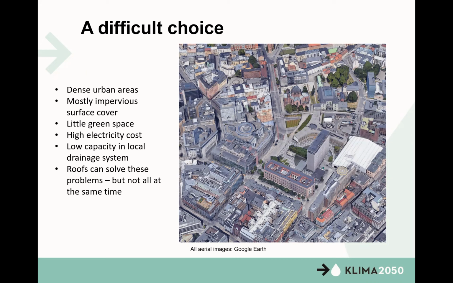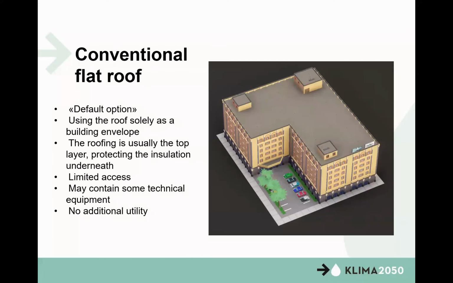There's little green space, little recreational space for people. Few places to hang out, to have lunch, and so on. The electricity cost is high, and there's low capacity in the local drainage system because of climate change, raining more than it used to. And of course, you can use the roof to solve these problems to some degree, but not necessarily all at the same time. So you have to choose what concept you pick for your roof.